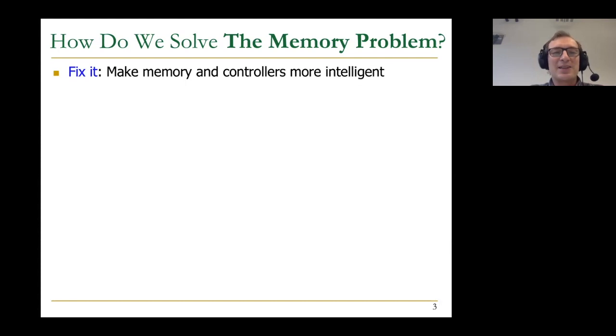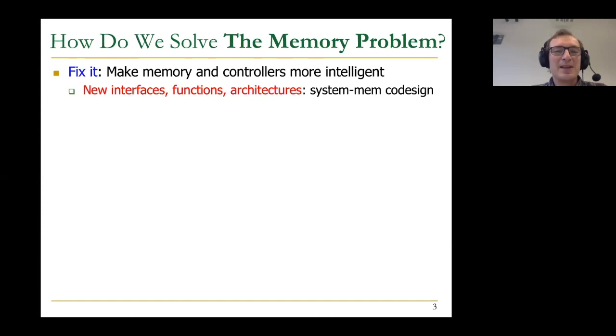One is basically trying to fix the problem somehow. And I believe this requires some different thinking, which is really making memory and controllers more intelligent. And that's the direction that the industry is moving into, maybe a little bit later than academic research, as you can see today. We're going to talk about both academic research as well as what the industry is doing in this area. So this requires, I think, some new interfaces to memory, new functions implemented in memory, and new memory architectures. I call this system-memory co-design.